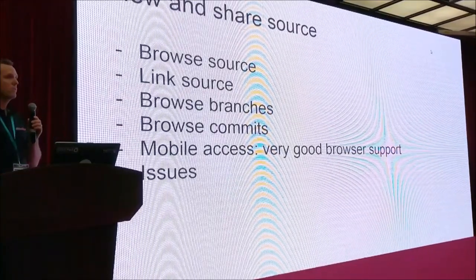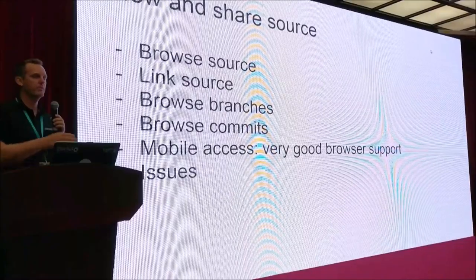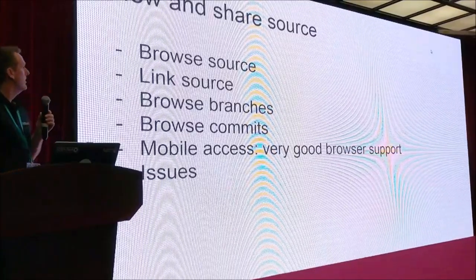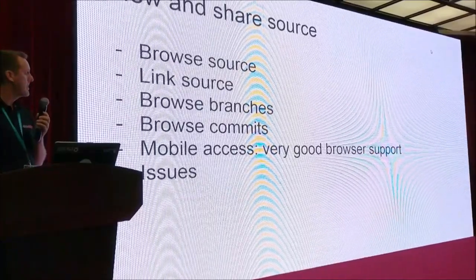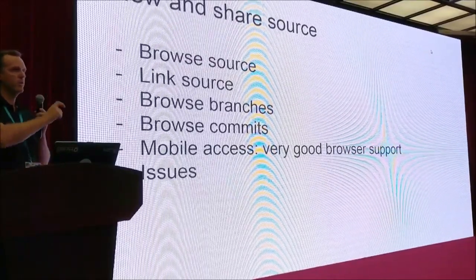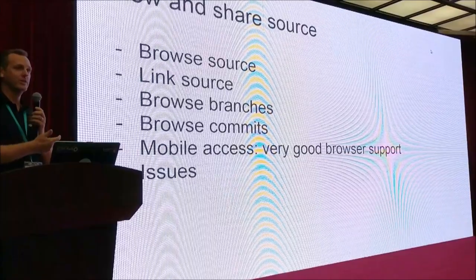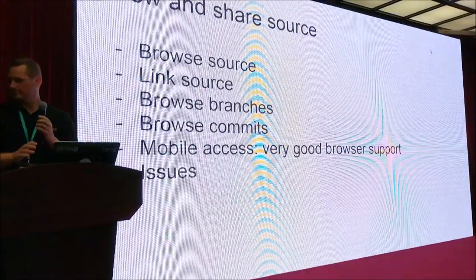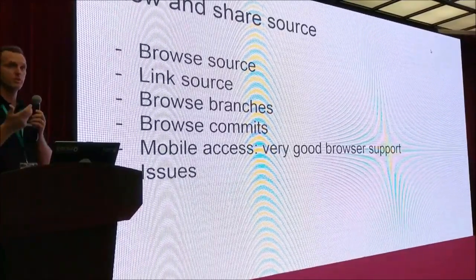So for viewing the code, you can browse the code and actually view it on the web page and view links. You can look at all the different branches of the source code. You can look at individual commits within the source, commits being the small chunks of changes. It's very nice that you can look at this on your phone, on your mobile. Even as developers, we can look at this on our phone and do pull requests and view issues, all those on your phone.